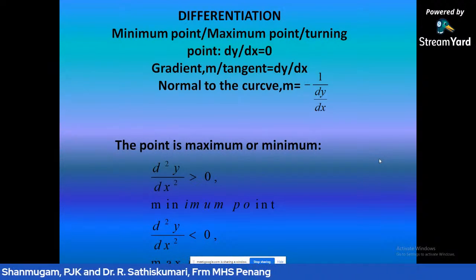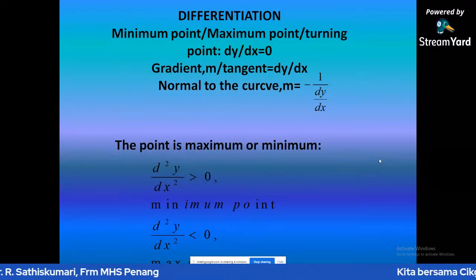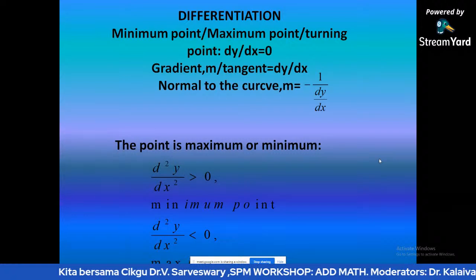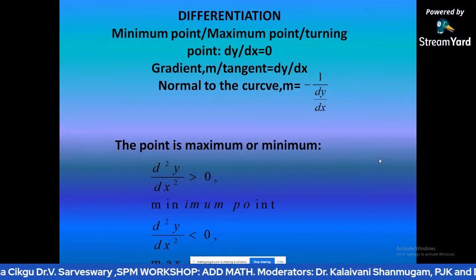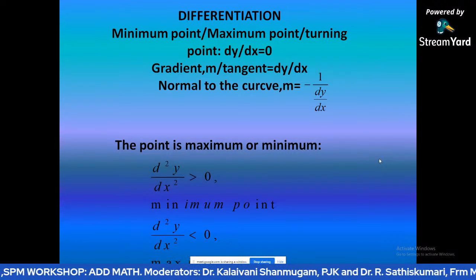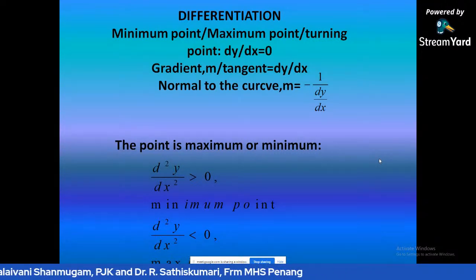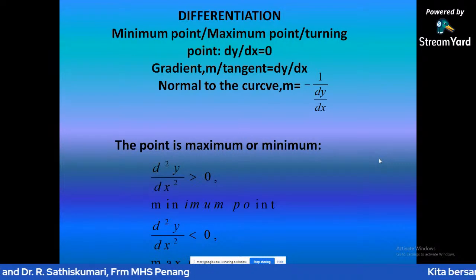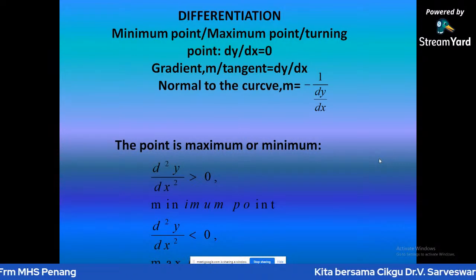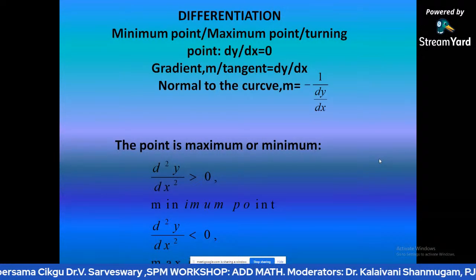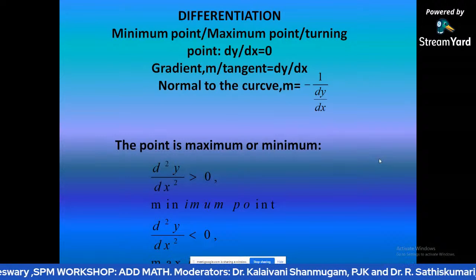So to test it, you need to differentiate again, d squared y over dx squared. If it is positive, that means it is a minimum point. Minimum point in your curve is the point at the bottom, the smallest value. After that point, your graph will be going up, correct or not? That means when you differentiate again, the value is positive. So when d squared y over dx squared is positive, this point is minimum. Then when you test d squared y over dx squared, if the value is negative, that means this point is a maximum point.